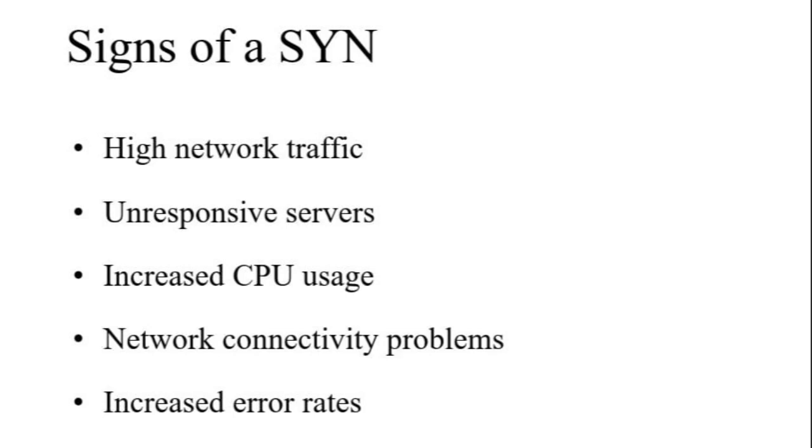Next, the signs of a synchronized flood attack. The first one is high network traffic and the second one is unresponsive servers. Next, increased CPU usage, then network connectivity problems, and the last one is increased error rates. First, high network traffic. A sudden and sustained increase in network traffic can indicate a synchronized flood attack, as the attacker is sending a large number of synchronized packets to the target server.